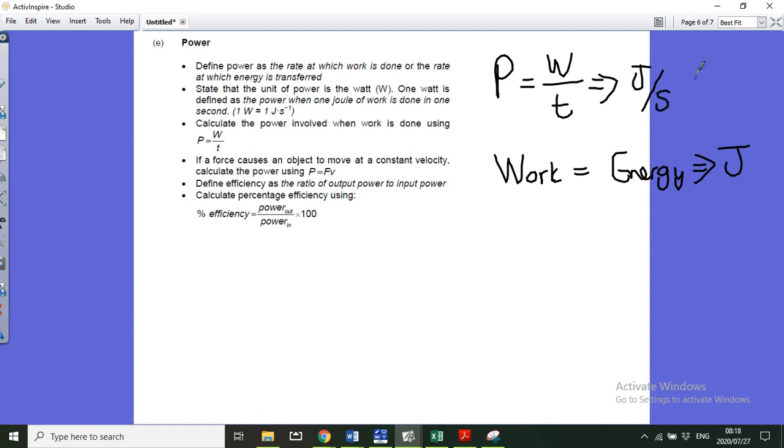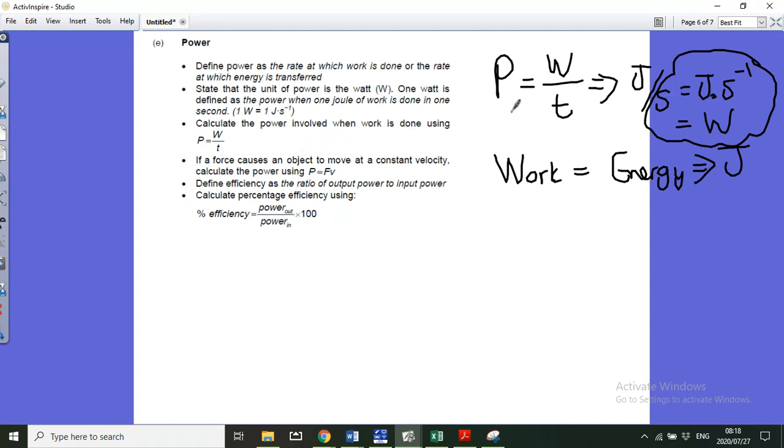So the unit there is going to be joules per second, but we gave it another name and we called it a watt. Now, please remember that these are equivalent units, and they often ask this in a multiple choice question. Actually, for all the sections, you must know how units are derived.